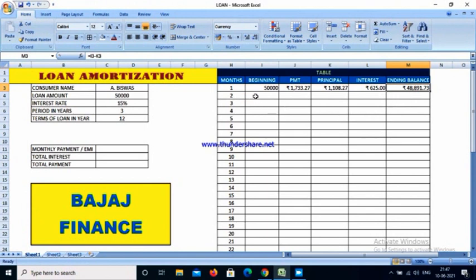Here, look at here, click on this cell, put the equal to symbol, click over this amount, press enter to get the data. So this is the way you will get your opening balance of month number 2. The first month opening balance is 50,000, the second month opening balance is 48,891 rupees, and this one is also the ending balance of the first month.